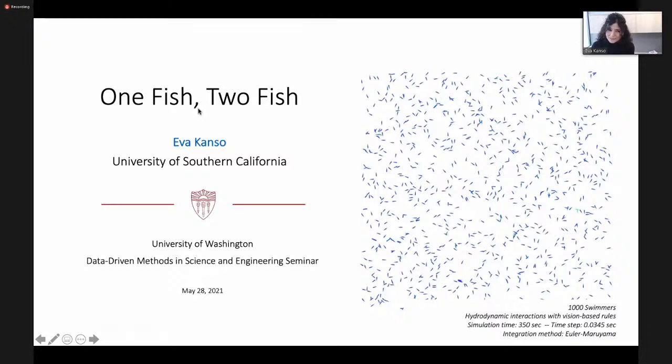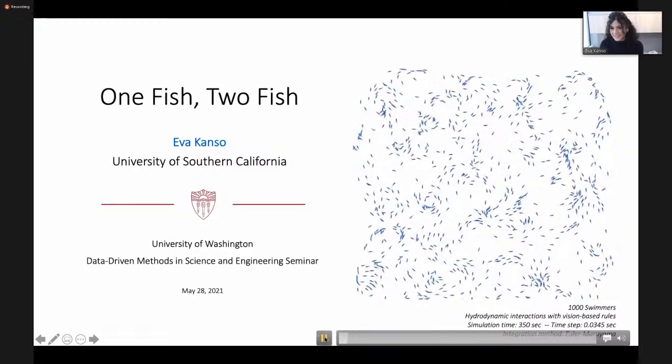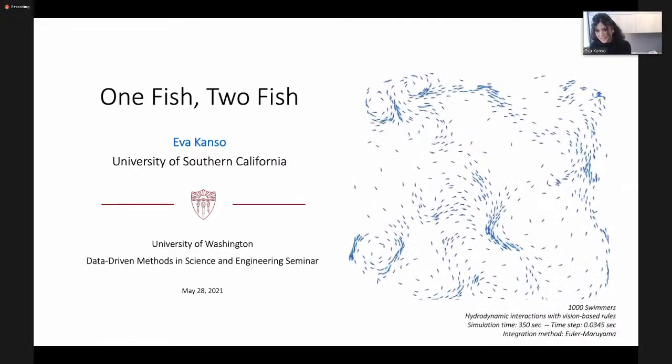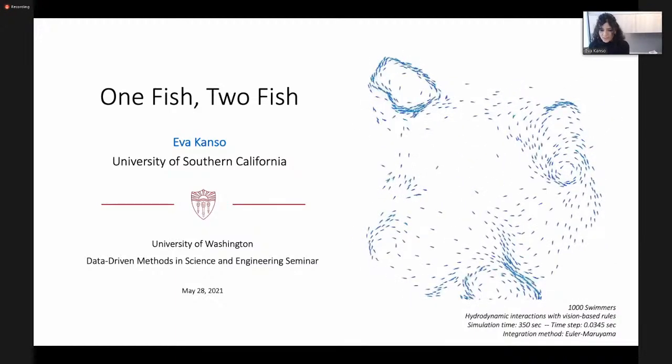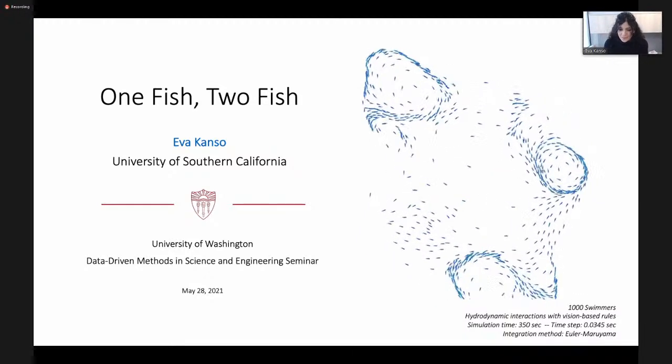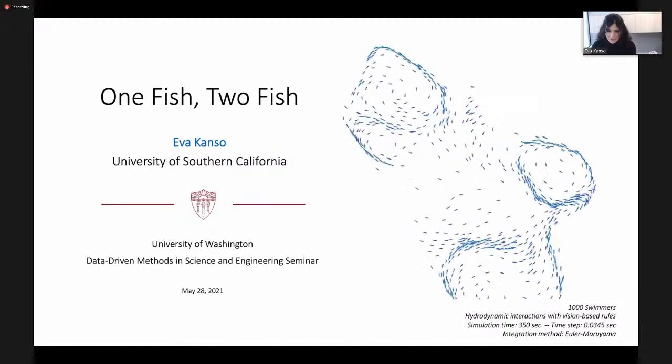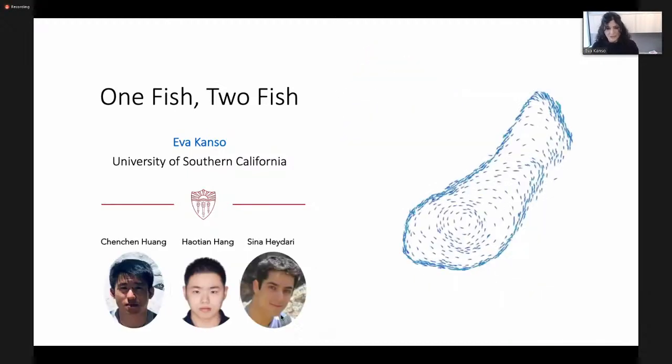So my talk is one fish, two fish, and I thought I'd just start by showing you 1,000 fish. This is the interaction of 1,000 fish with hydrodynamic interactions and vision-based control laws, or rules of how they respond to each other. Before I tell you more about this, I should first tell you about the students who did this work. The 1,000 fish is the work of Chen Huang. The one fish is the work of Hao Qian, and the two fish is the work of Sina. I think I cut my video a little short, but the 1,000 fish organize into this milling behavior at the end.